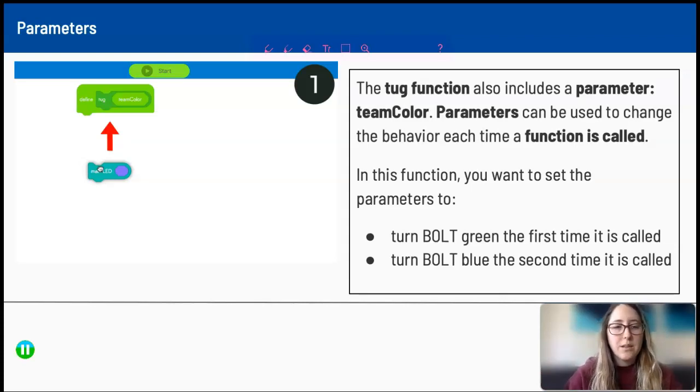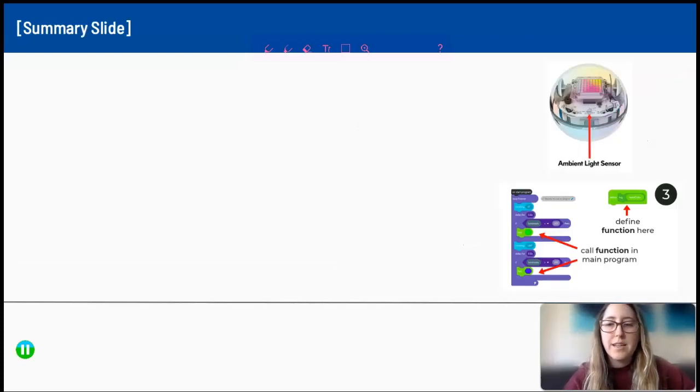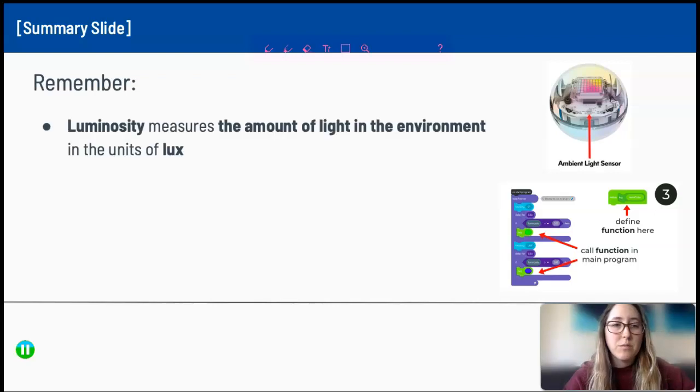You're going to take the main LED light code, drag it up into the define tug, and then you're going to click and drag the team color underneath it. And this is just the start of your program. You're going to, as you work through the practice, add more to this definition of the tug function. But to get you started, you need to remember that luminosity is the measurement of the amount of light in an environment in units of lux, and we use the ambient light sensor to do that.